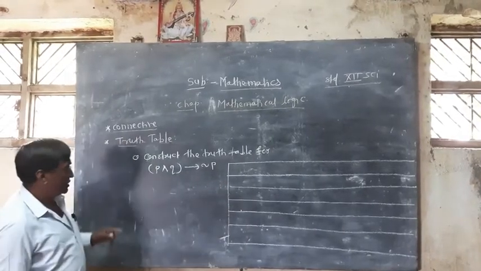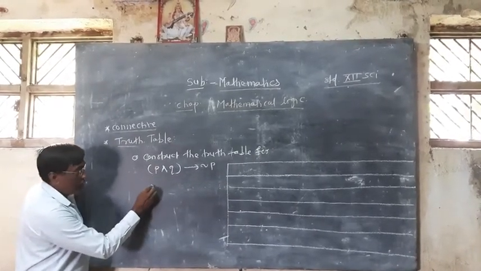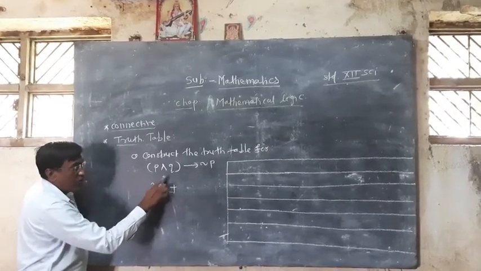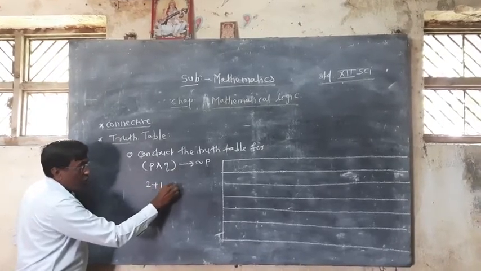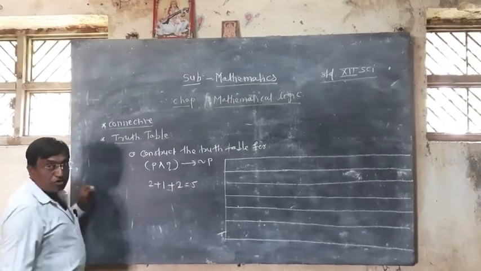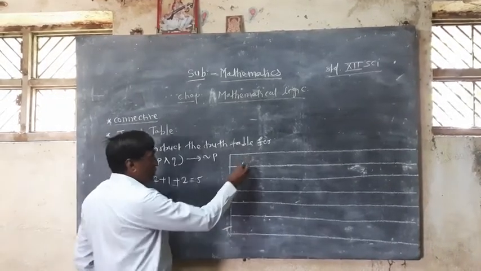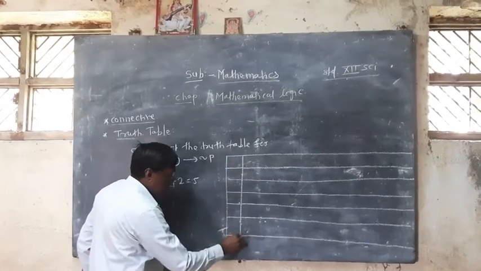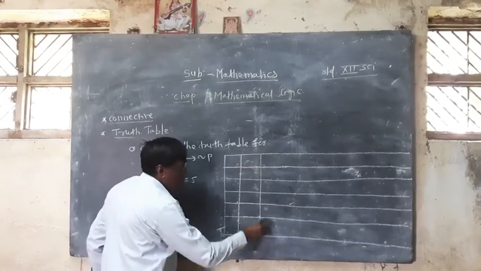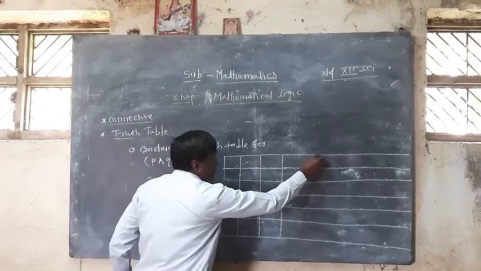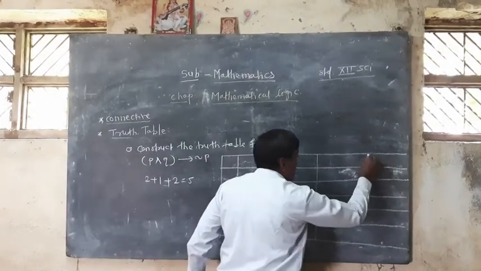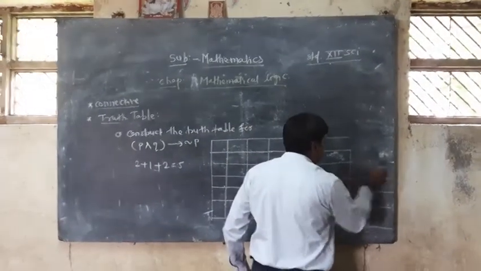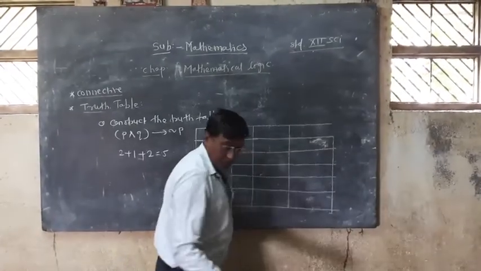Now number of columns. By the formula, main statements are 2, plus negation statement, that is 1, plus number of symbols, 1 and 1, that is 2, so it is equal to 5. So we require 5 columns. I will draw the 5 columns: this is the 1, 2, 3, 4 and this is the 5. So this is the required table.